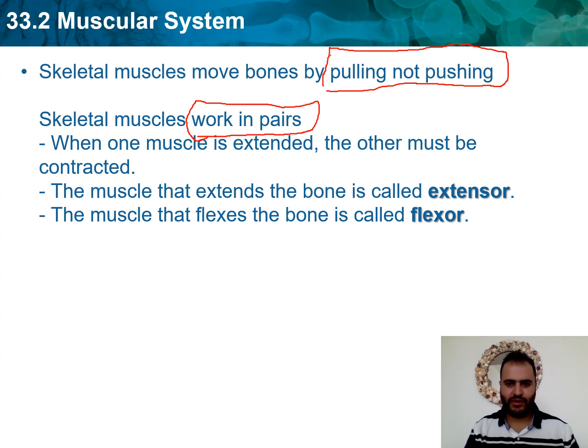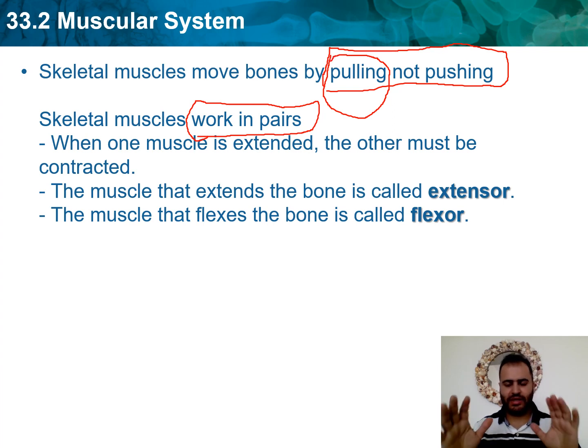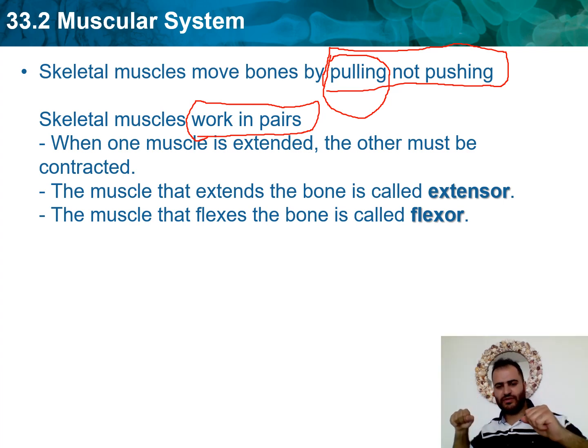So muscles work by pulling bones, not pushing them. And if you don't differentiate between pulling and pushing, imagine you are going to a shopping mall and there is a huge door and it says at one side pull, at the other side push. So pulling something is getting it towards your side. Pushing it, getting it away from you. All the muscles work in a pulling action.